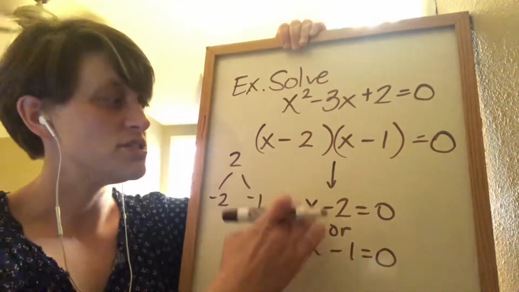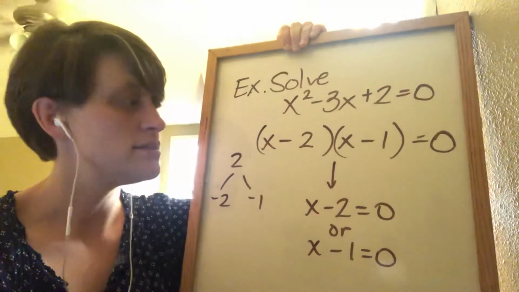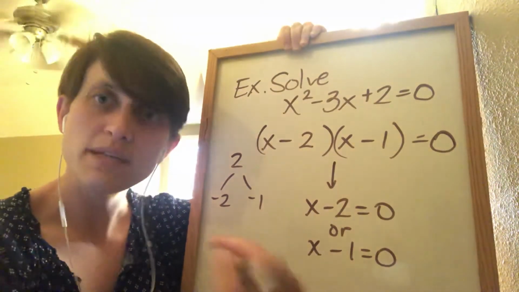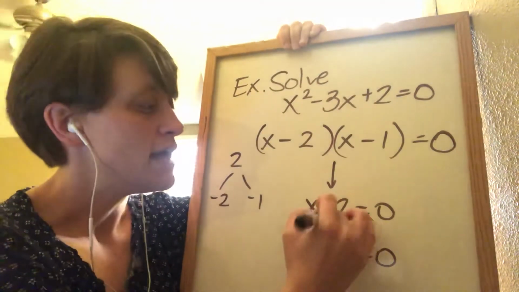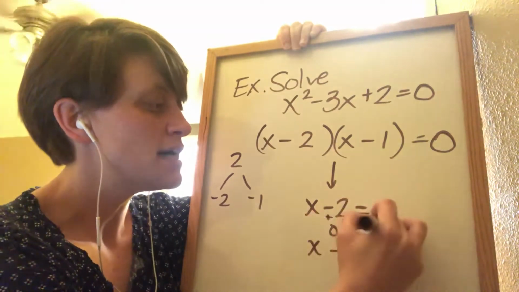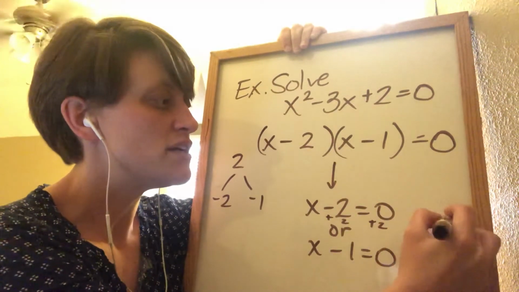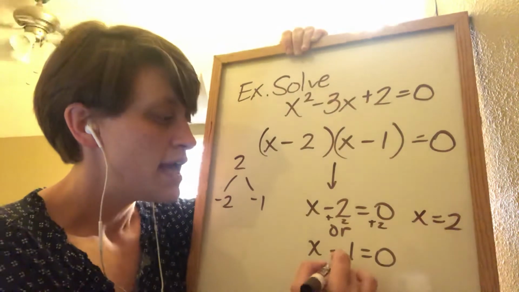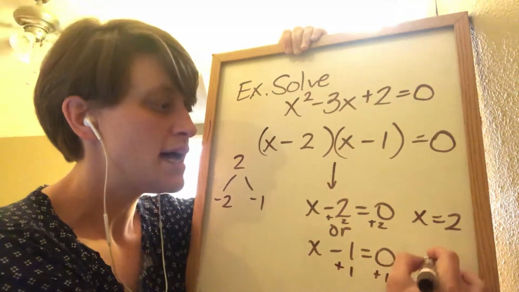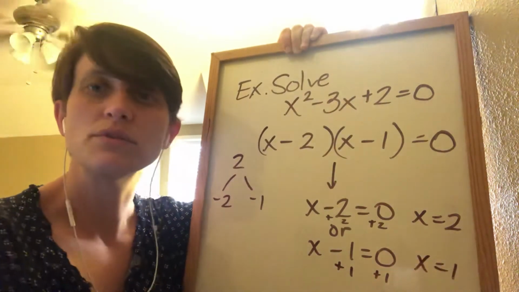And now our job is just to solve these two little linear equations. And we know how to solve those. We did an example of that just a second ago. In this one, we're going to add 2 on both sides. So we get a solution of x equals 2. And here we would add 1 on both sides, and we get a solution of x equals 1.